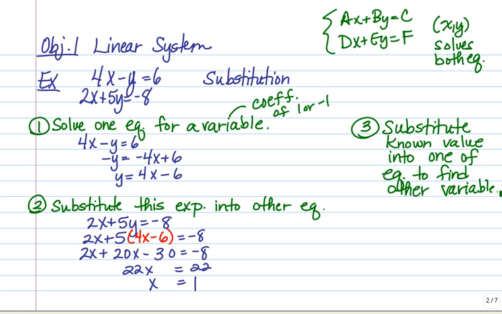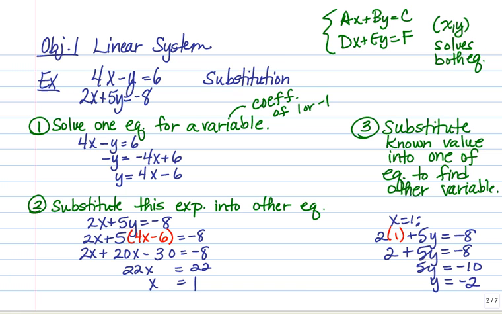It doesn't matter where we go. We could go back to the original two, or we could even go where we solved for y. So if we know x is equal to 1, to find out y, let's go back to the second equation. We'd have in place of x the value 1, so 2 plus 5y is equal to negative 8. If we subtract 2 from both sides, we get 5y is equal to negative 10. So dividing by 5 gives us y is negative 2. So the solution to this system is the ordered pair (1, negative 2).